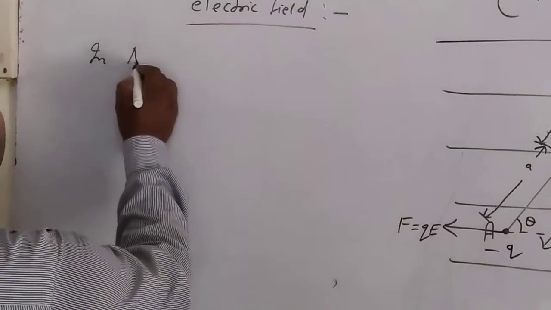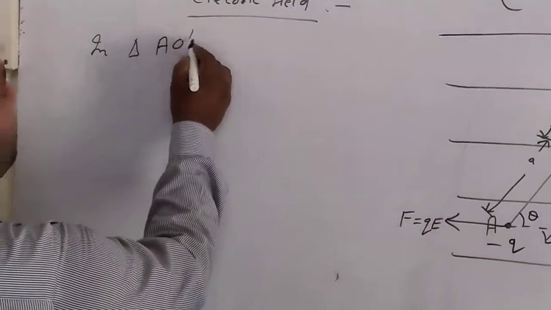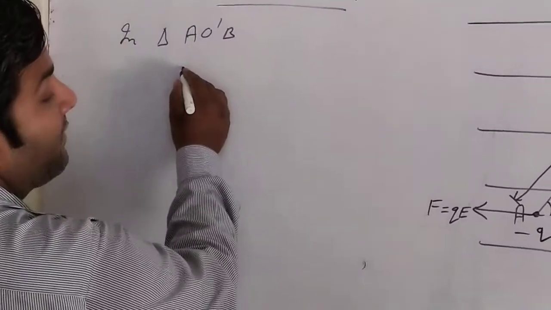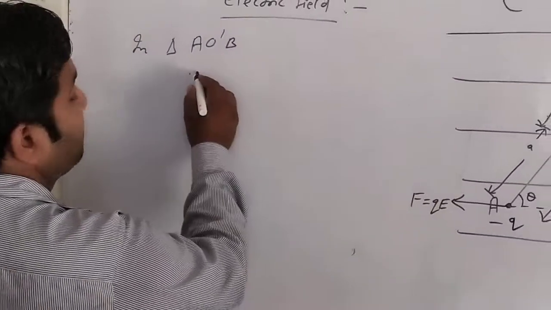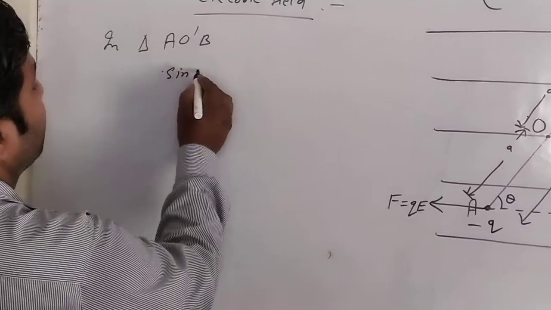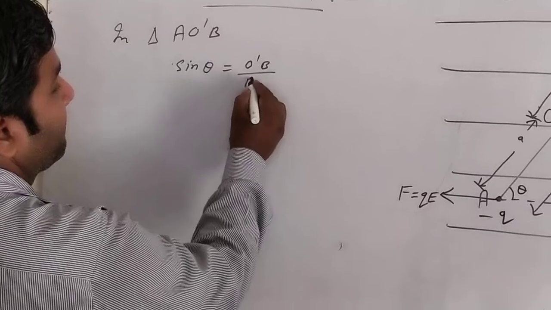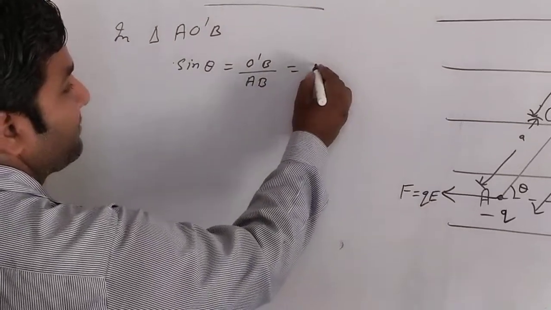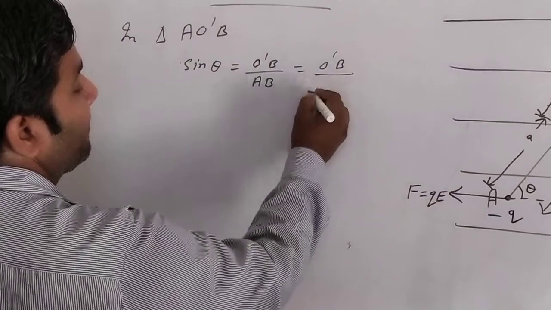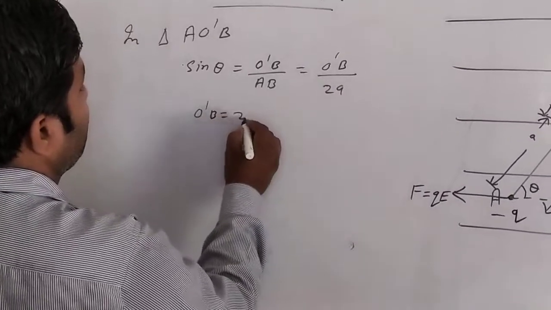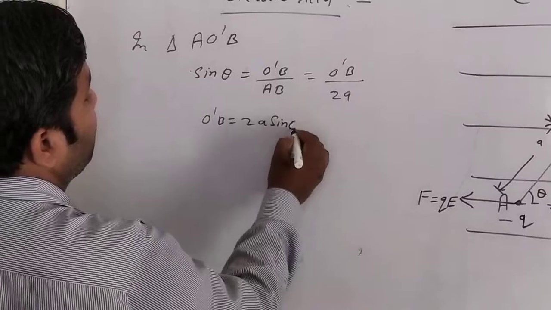In triangle AO dash B, by trigonometry, perpendicular upon hypotenuse is sin theta. Sin theta is equal to O dash B upon AB. O dash B we have to calculate, and AB means 2A. So O dash B is equal to 2A sin theta.